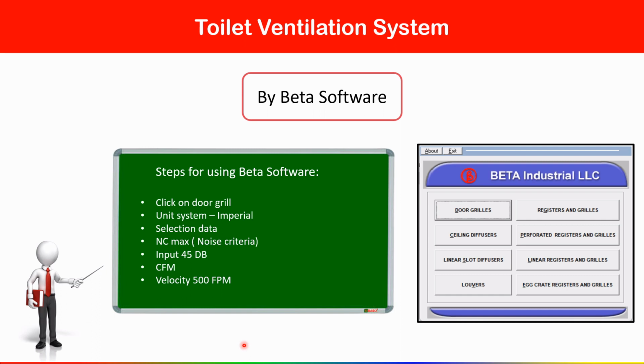500 fpm, as I told you, as per ASHRAE. So just enter that value, 450 to 500 fpm. Then you have to hit find nearest match, then you will get the size of the door grill. So by using this software also you can easily do the door grill size. So this is all about the toilet ventilation system part 1.